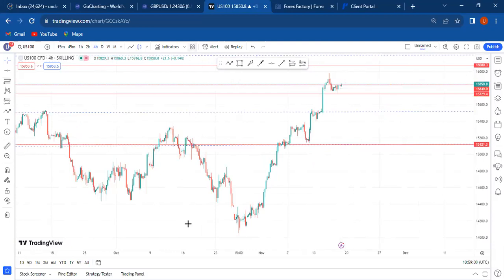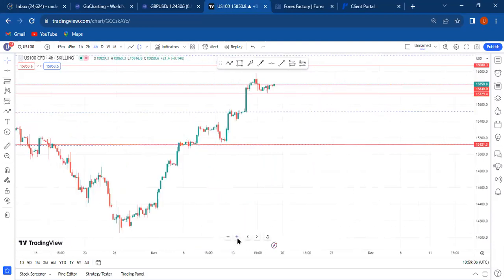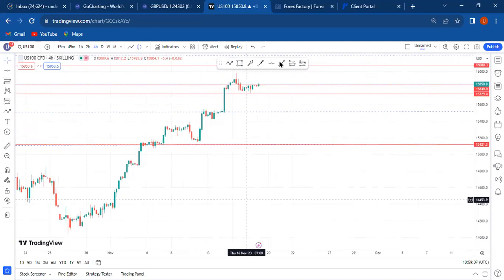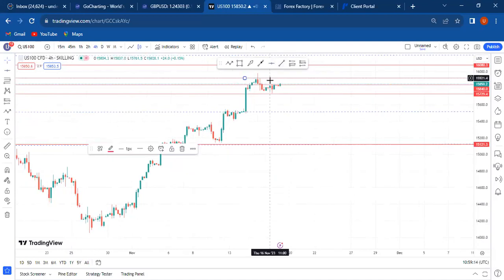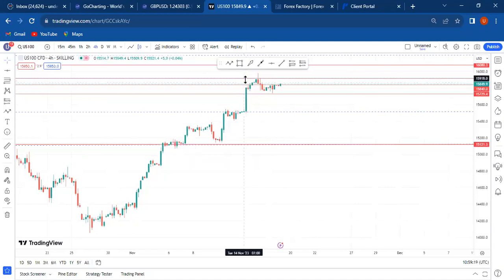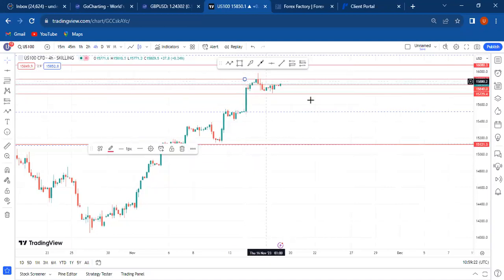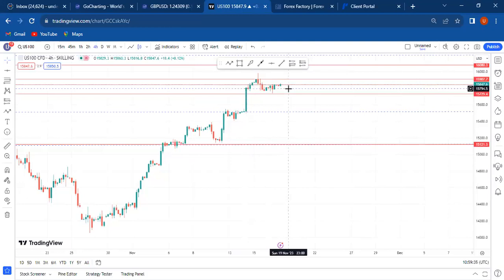So now we have a retest here, and this price is still moving up. So what are we going to do? What is the next thing, or what is the next line of action to do? We put a resistance here as well. The resistance here. So we have a resistance here also.